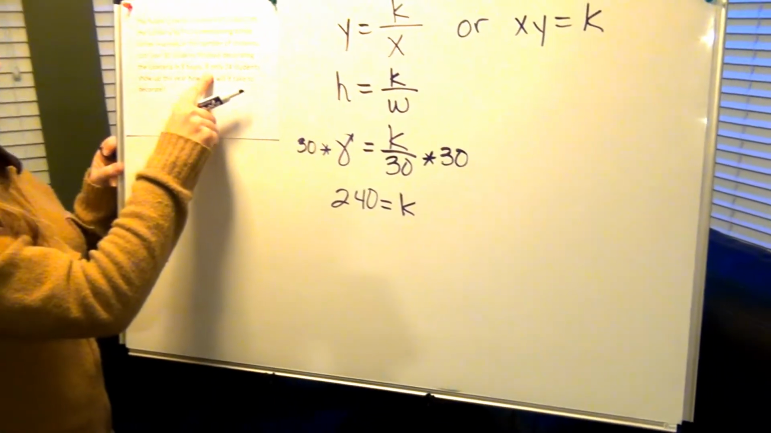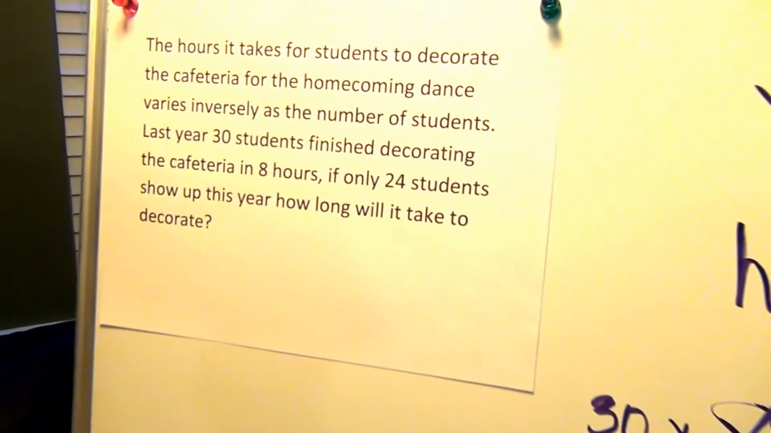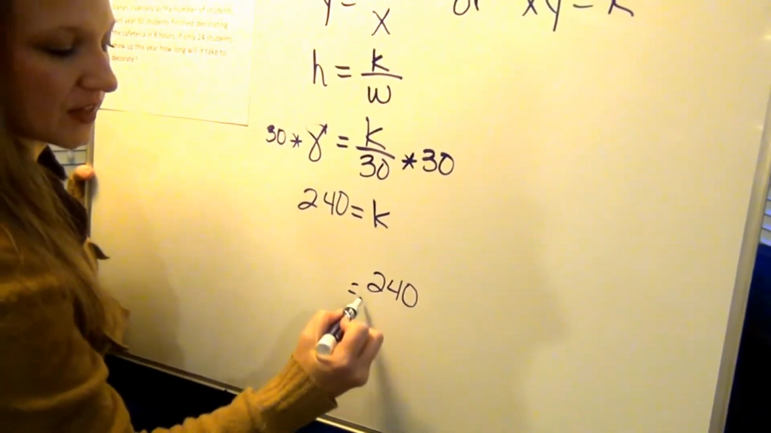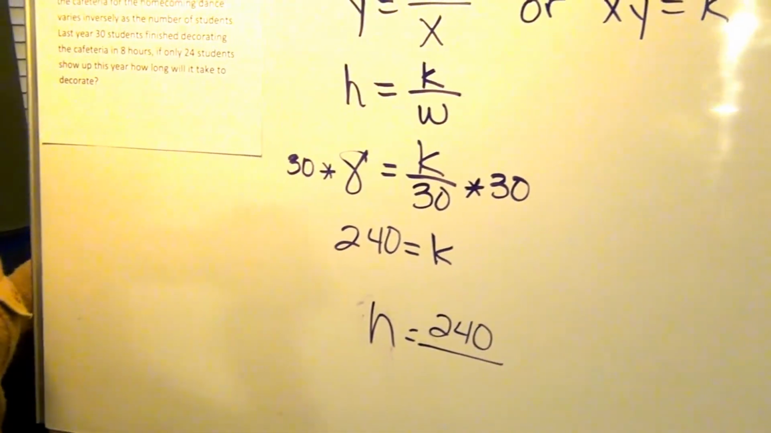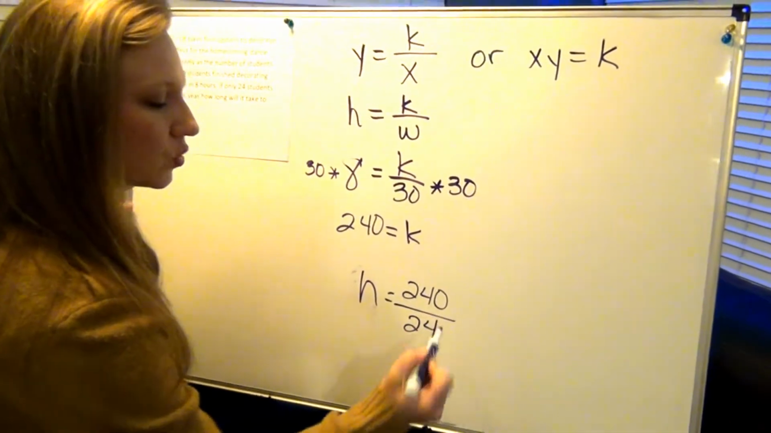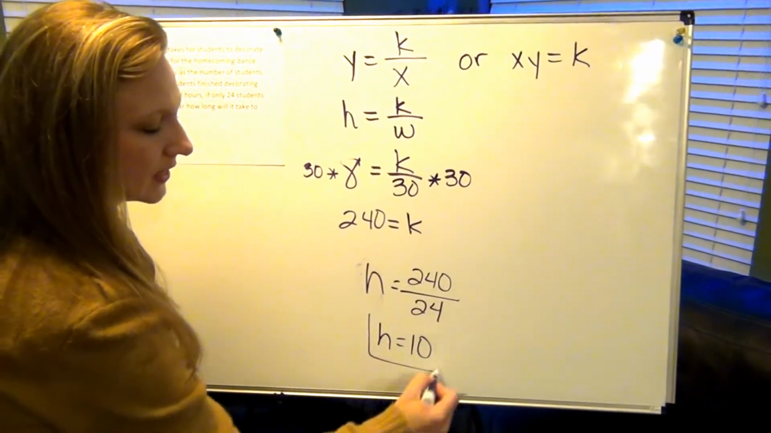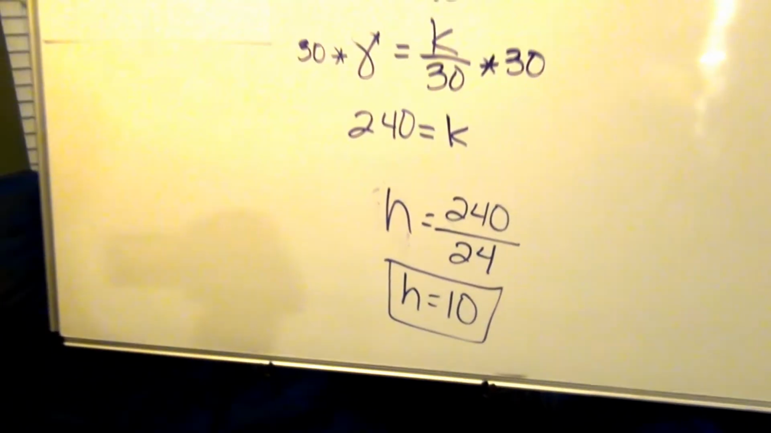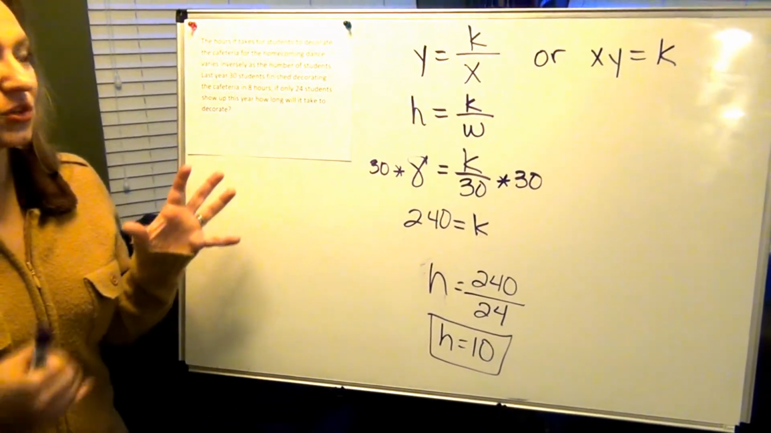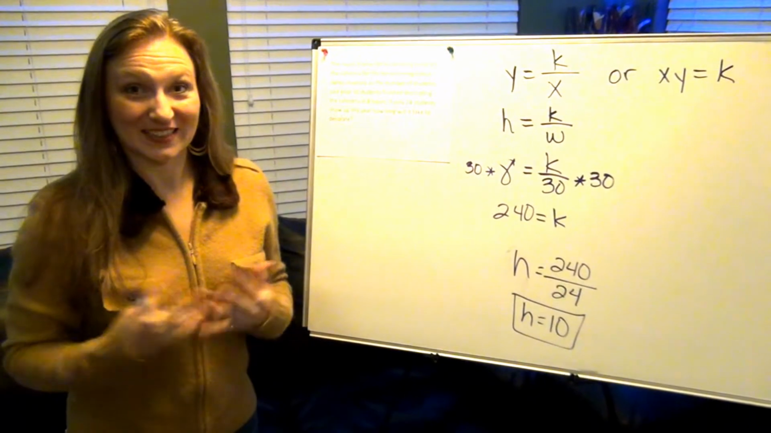Now we can look at our scenario. This year, they're only expecting 24 students to show up. So they want to know how long it is going to take to decorate the cafeteria. We know there's 240 work hours that are needed. Maybe I'll label this as H, because that's the hours that it's going to take. And here's our students. 24 students only showed up. So that means it's going to take 10 hours for them to decorate if only 24 students show up. So that's how an inverse variation relationship works. Be sure that you know how to not only write the equation, but solve. Let's try another example.